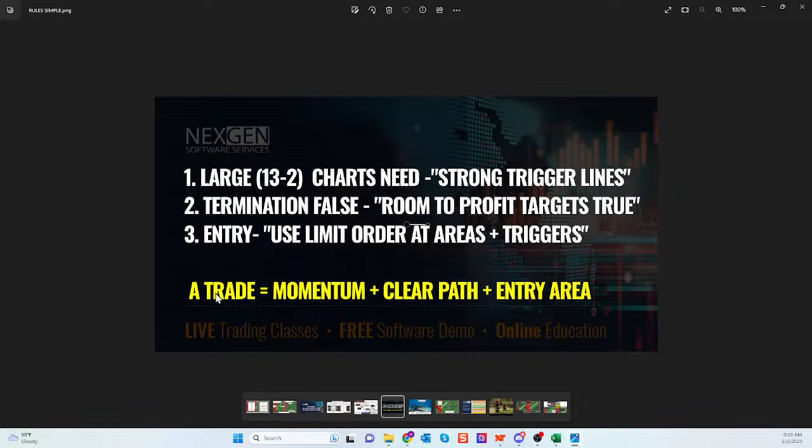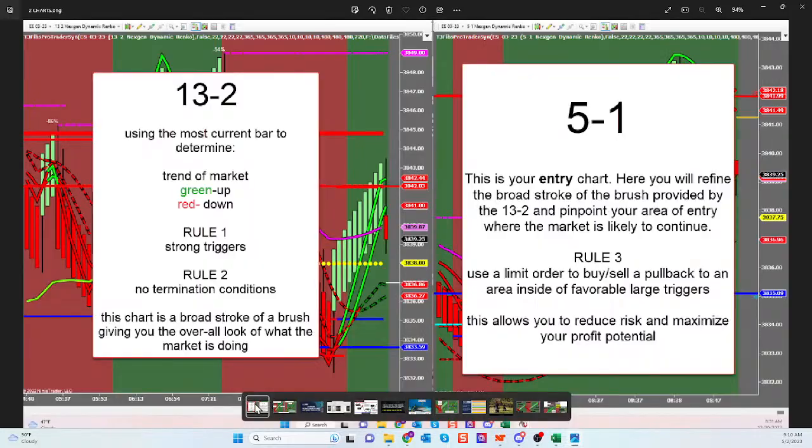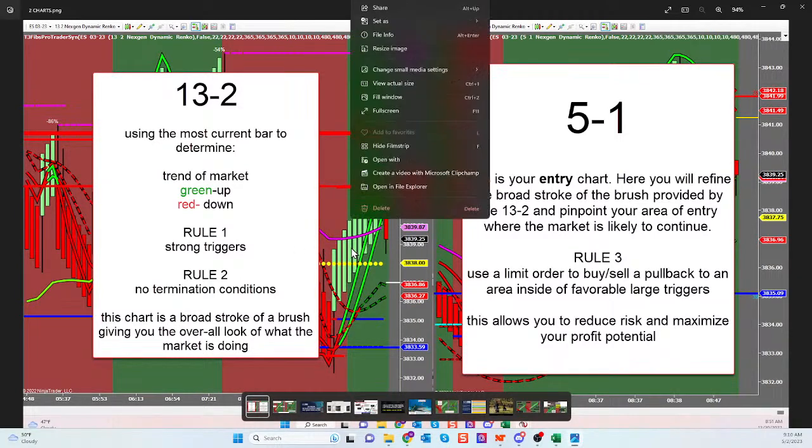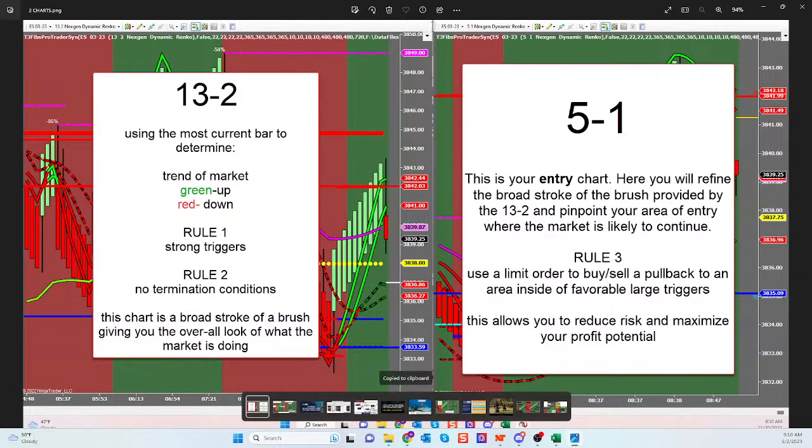So these 3 rules provide 3 very clear advantages. And I like to say this is the equation for a trade. A trade equals momentum, a clear path, and an entry area. And these three rules happen on two charts. And you're going to see this in the room. I only bring two charts up. There are a plethora of time frames that you can use. But again, if you keep it simple in the beginning, guys, focus on simplicity. Don't overthink it. Don't add things that you don't need to be successful until you've mastered the things that are creating success. Ooh, that was deep.